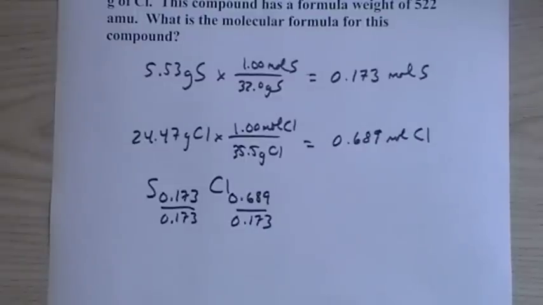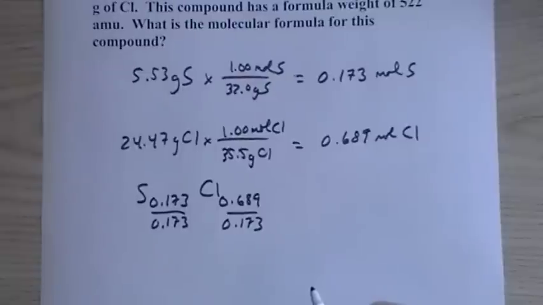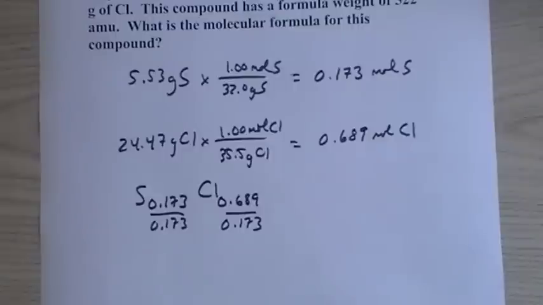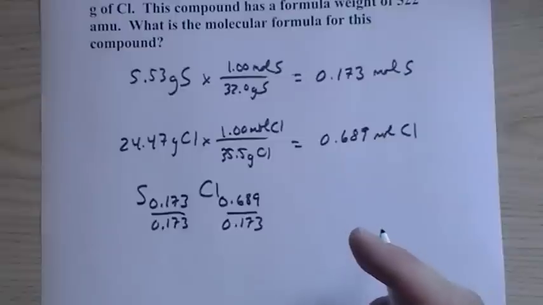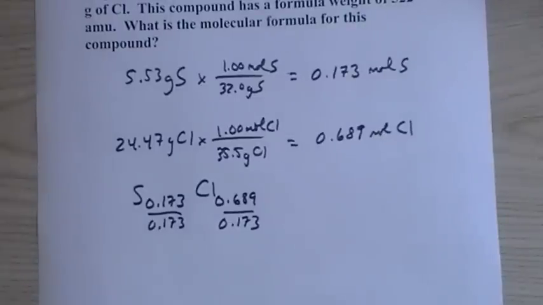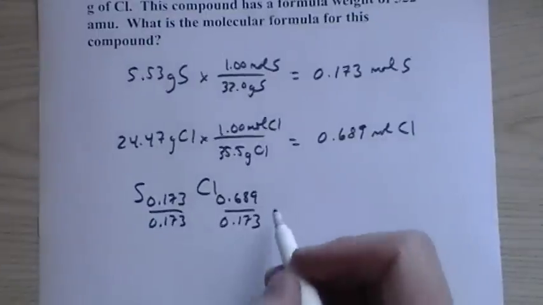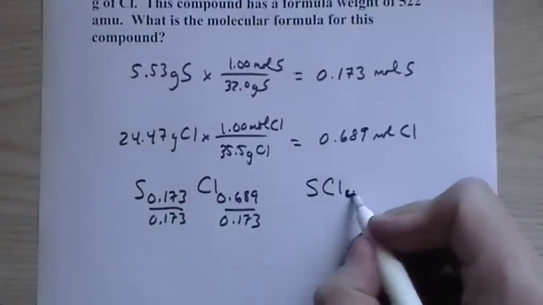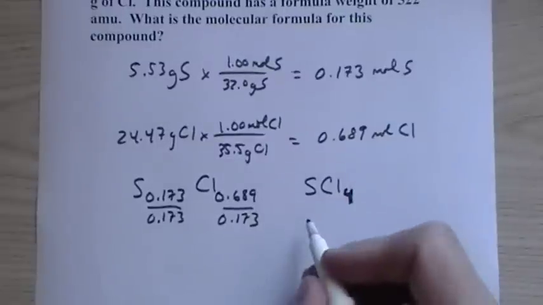you check if it says it has the... Oh, wait a minute! That one's right. And that is correct. Did I change this? Okay, so we have 0.689. Oops. Okay, yeah, I was going to say, this should be SCl4. I kept coming up with SCl5. So, whoops. So this is the empirical formula.